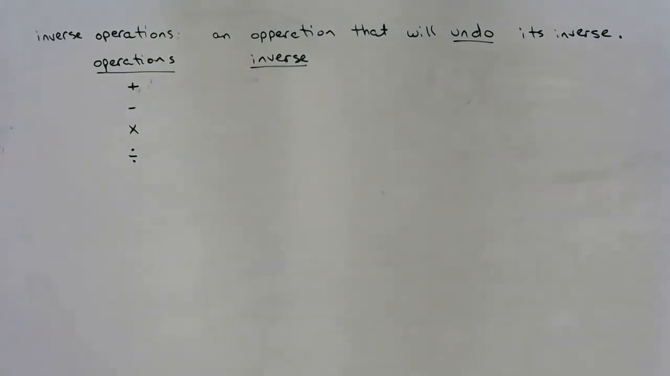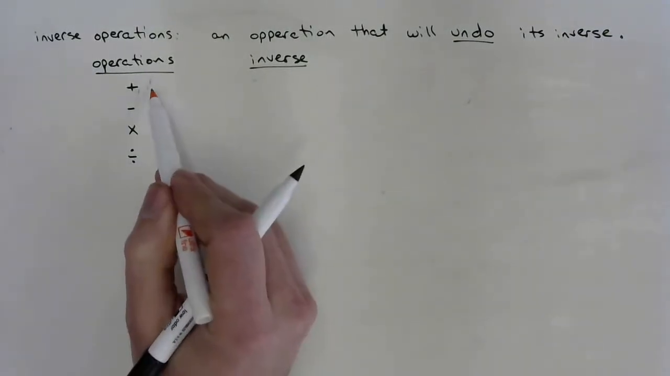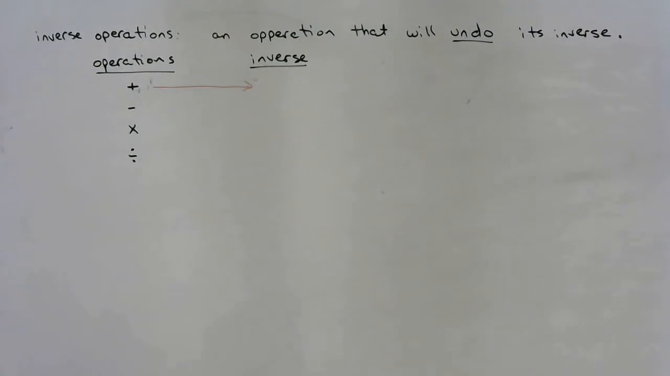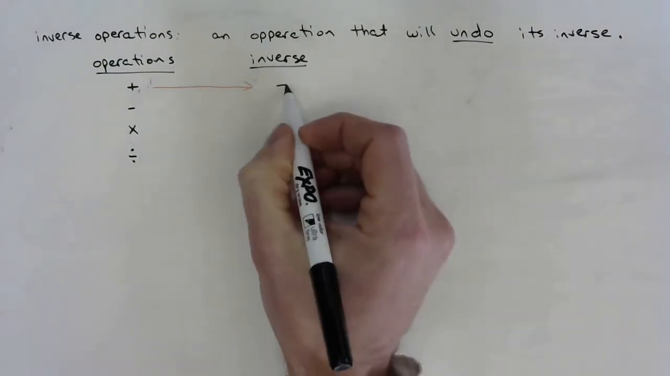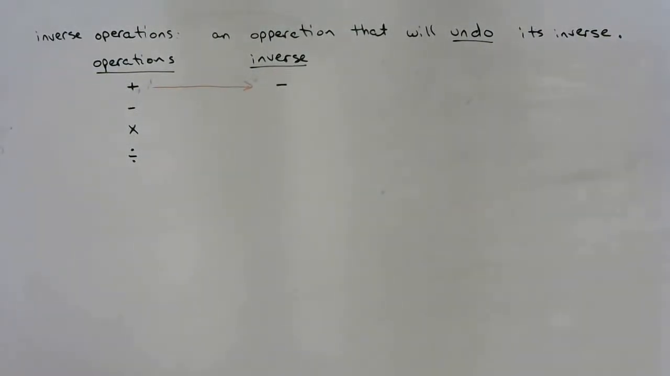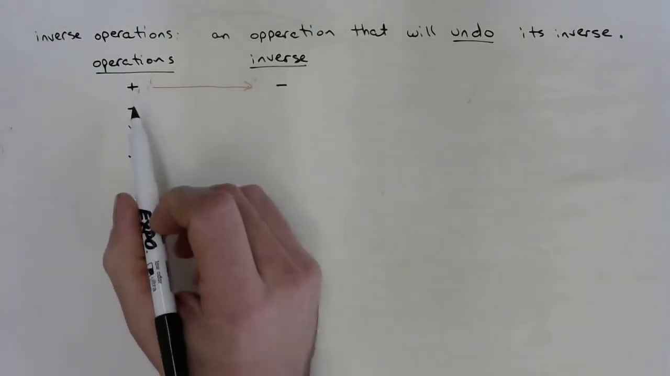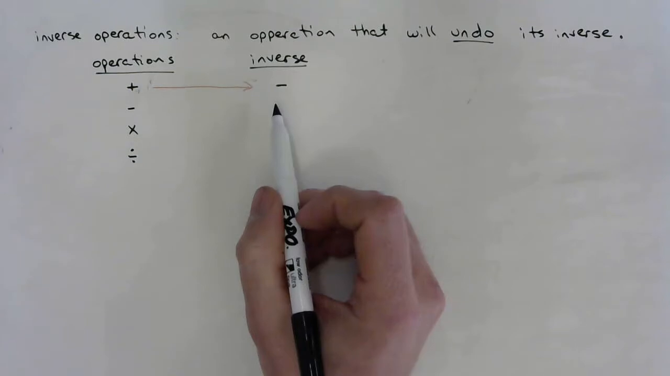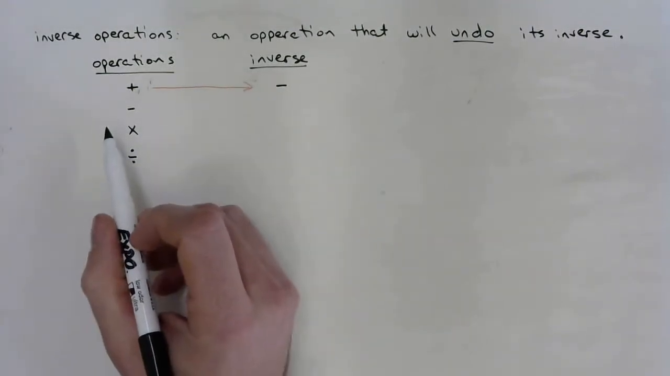Basically what I'm asking is what operation is going to undo addition? Subtraction. So if I had x plus 7 and I wanted to get x by itself, I would have to undo the plus 7 and I'd go x plus 7 minus 7 and I'd be left with just x. In that way, subtraction undoes addition.